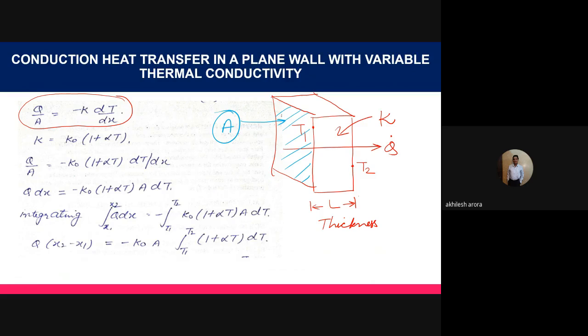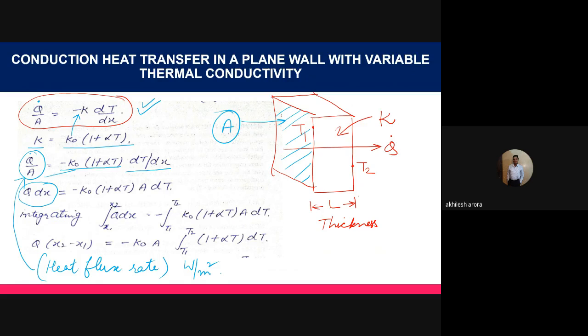Now we can put the values of the various parameters in this equation. I know that K is equal to K naught 1 plus alpha T, so I can put this value of K here. Q by A, which is q dot, is the heat flux, and the unit is watt per meter square. Here I put the value of K: it is K naught 1 plus alpha T dT by dx. Then it is very simple, I can take dx on the left hand side as written here.